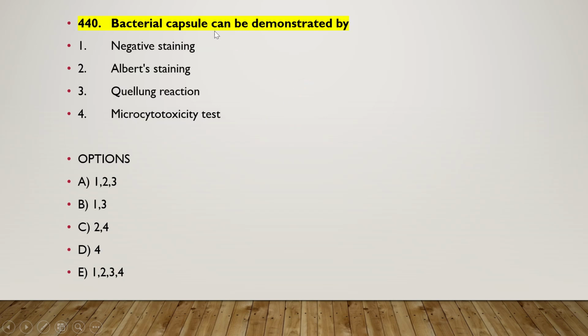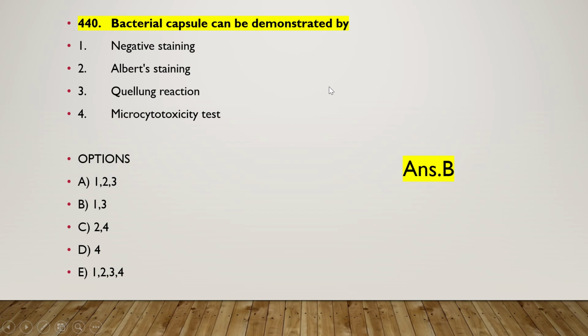Next one is: bacterial capsule can be demonstrated by negative staining, Albert staining, Quellung reaction, or microcytotoxicity test. And the right answer is option B. That is 1 and 3. Negative staining and Quellung reaction are used for bacterial capsule demonstration.